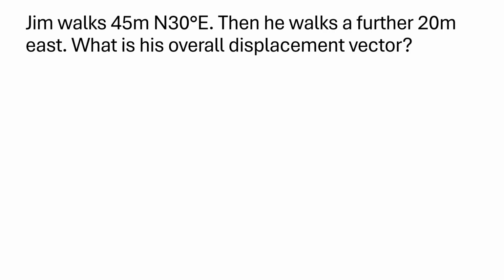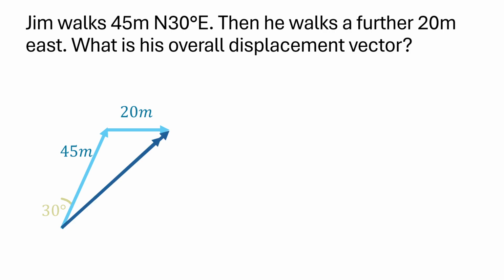Let's look at this question now. Jim walks 45 meters north, 30 degrees east. Then he walks a further 20 meters east. What is his overall displacement vector? First thing we want to do is draw a diagram of the situation. We have a word question, and we want to understand what math we need to perform. So that'll look like this. And the resultant vector will look like that.